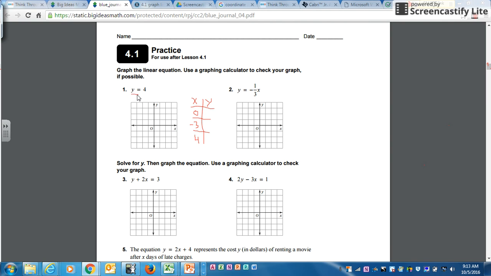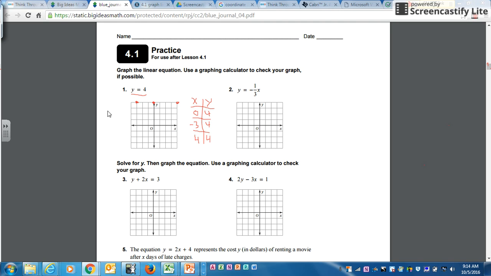And then the equation is y equals 4. So it doesn't matter what x is, y is always going to be 4. So I can put those in. Okay, now I have 3 points that I can graph. I have (0, 4), (-3, 4), up 4, right there. And I have (4, 4), which is right here.